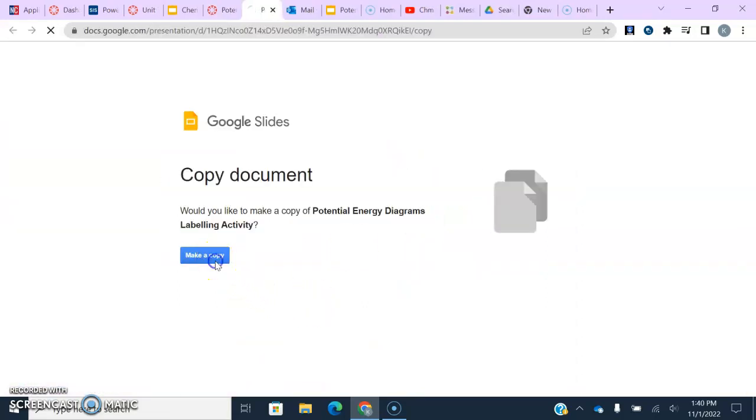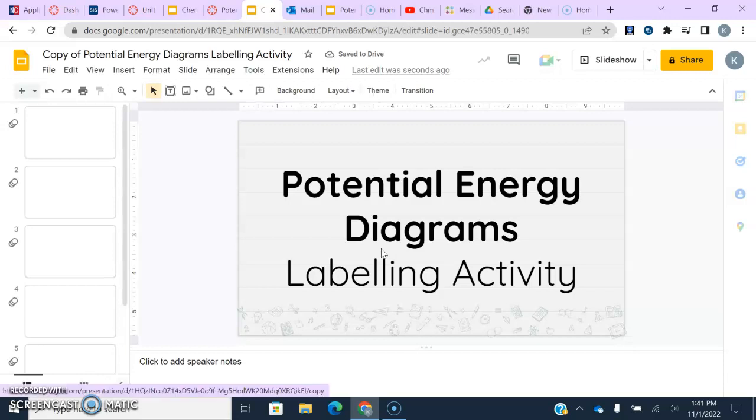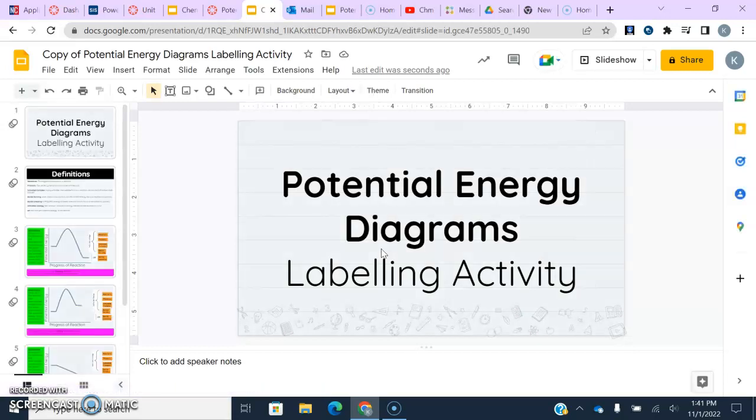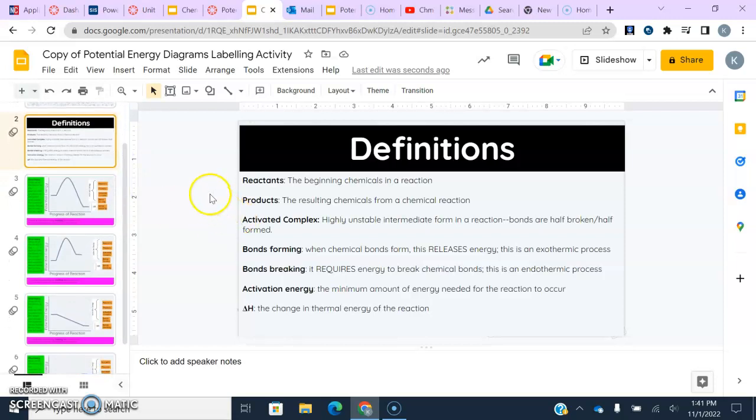So we're going to make a copy as always. And this activity is only 4 different slides. It is a drag and drop activity where you're going to label the potential energy diagrams, and you're going to determine whether each of the reactions taking place is exothermic or endothermic. We've got definitions on slide 2 just to give you a refresher of everything. You don't have to do anything with this slide. It just gives you the background information.